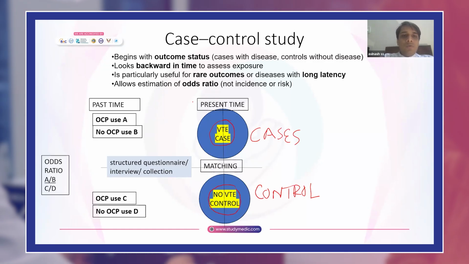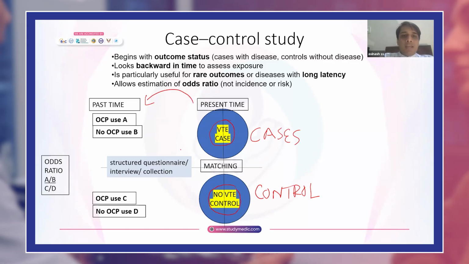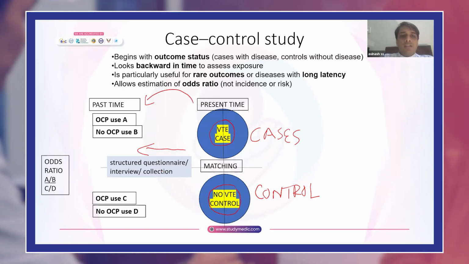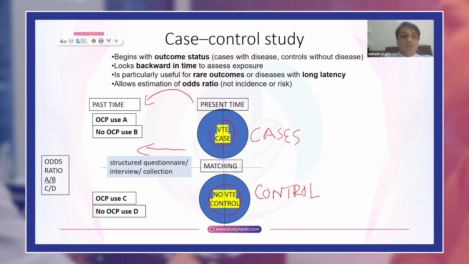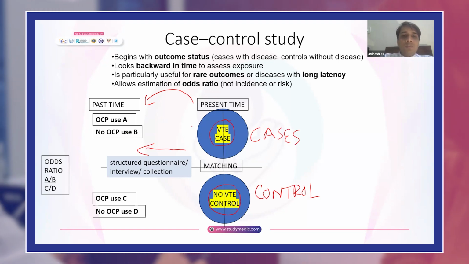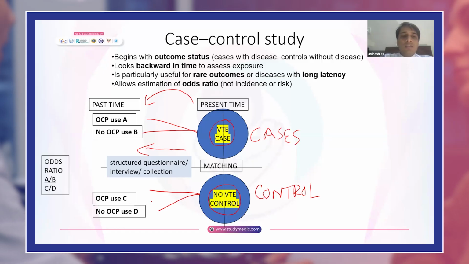This is the past time. We look backward in time. We ask questions using a structured questionnaire about whether these women were using the OCP or not. We ask the questionnaire to both the cases as well as the controls, whether they used OC pills or not.